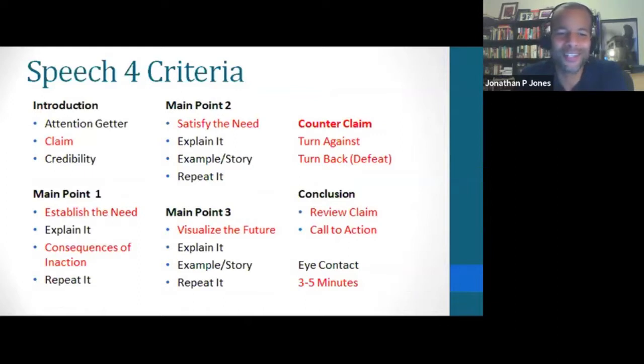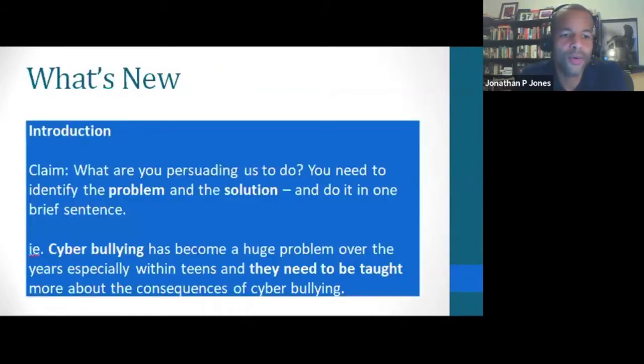There's still introduction, main point, and so on. But all of the things that are in red are the parts that are new. So we're starting out with an attention getter, nothing new there, then claim, credibility. We're going to talk about all of that now. So let's see what's new in the introduction.